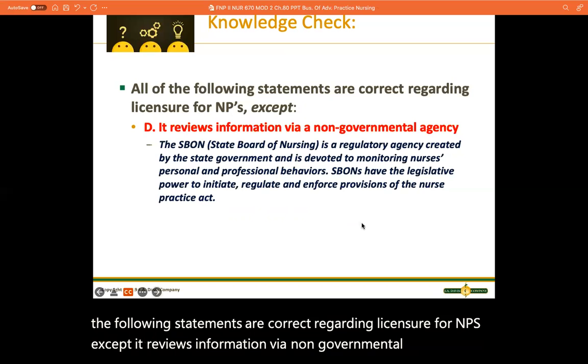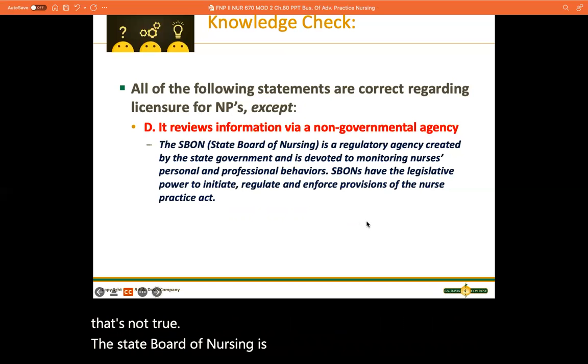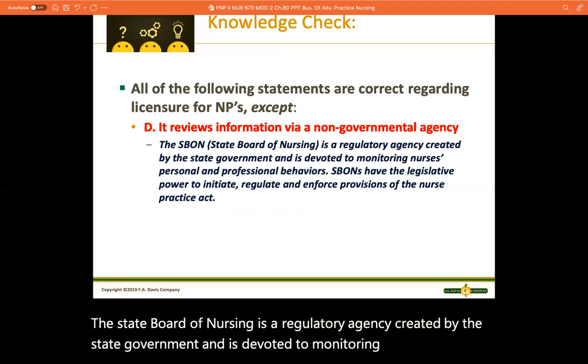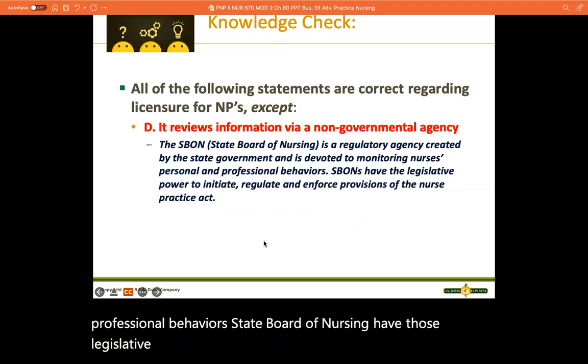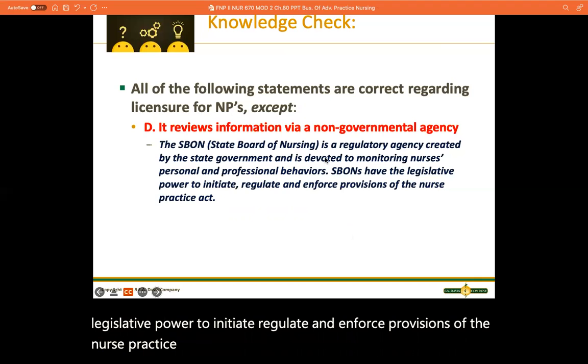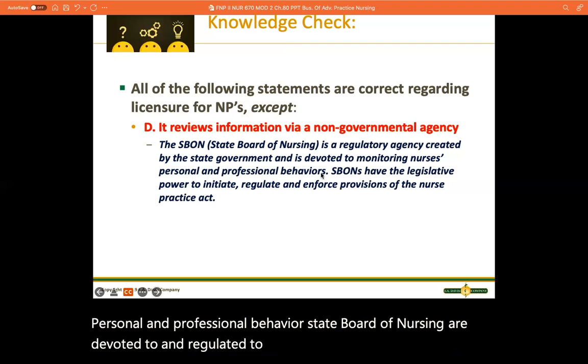Okay, that's not true. The State Board of Nursing is a regulatory agency created by the state government and is devoted to monitoring nurses' personal and professional behaviors. The State Board of Nursing has the legislative power to initiate, regulate, and enforce provisions of the Nurse Practice Act. Okay, I just want to make a little point here. Personal and professional behavior: State Boards of Nursing are devoted to and regulated to monitor personal and professional behaviors.